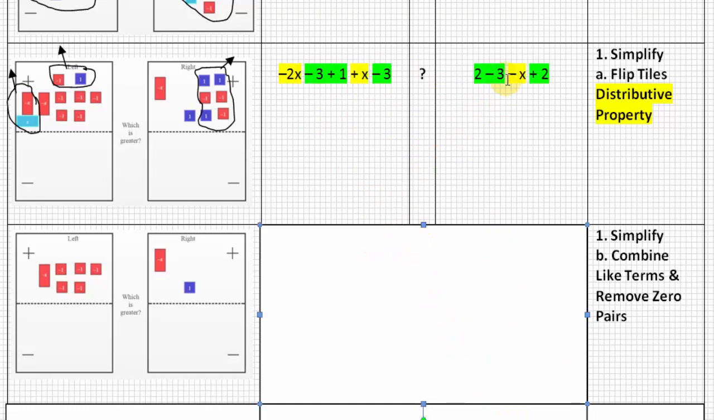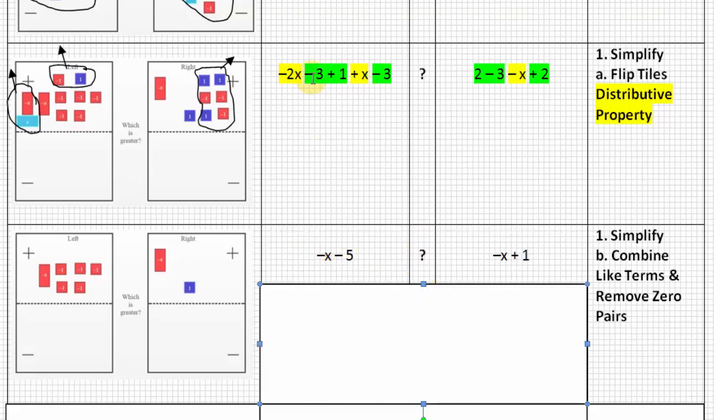So remember, we're still keeping the left separate from the right, and we're combining these things. So a -2x plus an x is going to leave me with a -x, and -1 plus 1 is going to give me -2, minus 3 is going to give me -5, so I end up with -x minus 5.